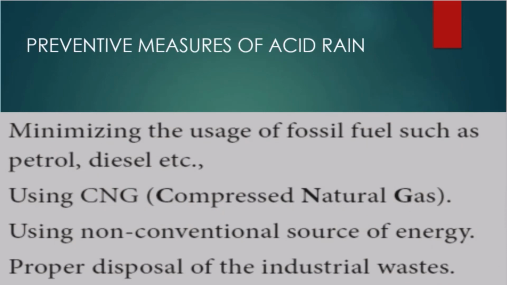Preventive measures of acid rain. Acid rain and its effect can be controlled in the following ways: minimizing the usage of fossil fuel such as petrol, diesel, etc., using CNG, using non-conventional source of energy, proper disposal of industrial waste.